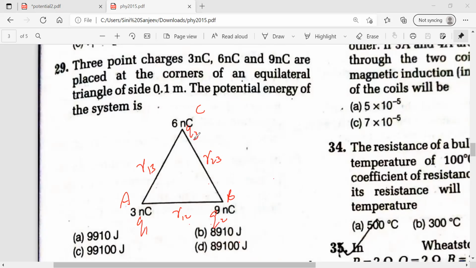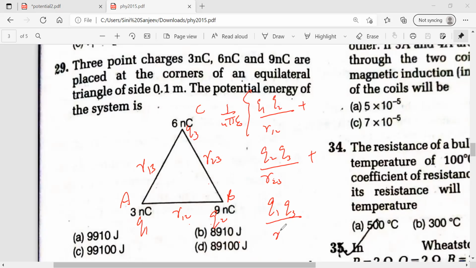So they are given the charges and everything. So what is the final answer for this? It is 1 by 4 pi epsilon naught, Q1 Q2 by R12 plus Q2 Q3 by R23 plus Q1 Q3 by what? R13. So apply this formula and let me know the answer for this.